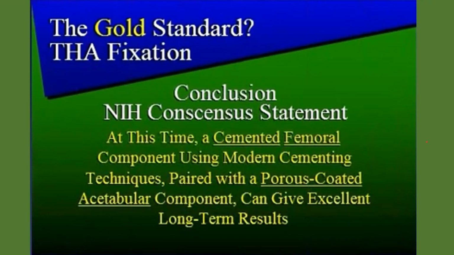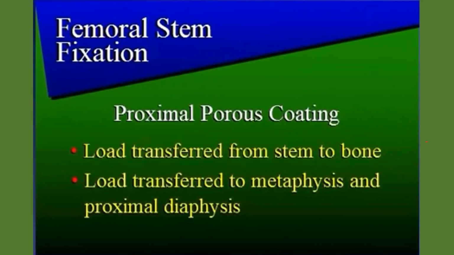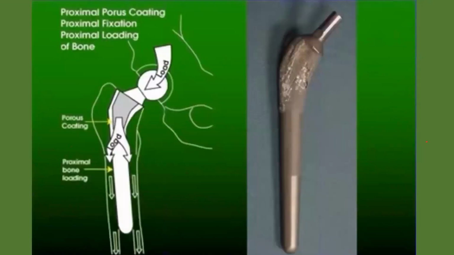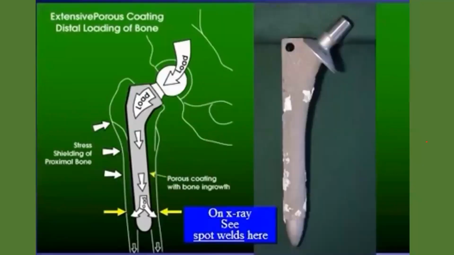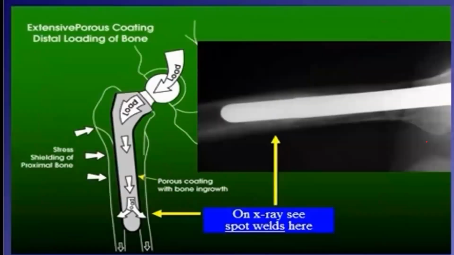coating, and the load is transferred from the lower end of the pore in the metaphysis downward. If you use fully coated, then it has to change. It will go at a lower level. We don't like to use extensive porous. We don't like to have spot welds, because this weakens and creates stress risers. So keep this in mind.